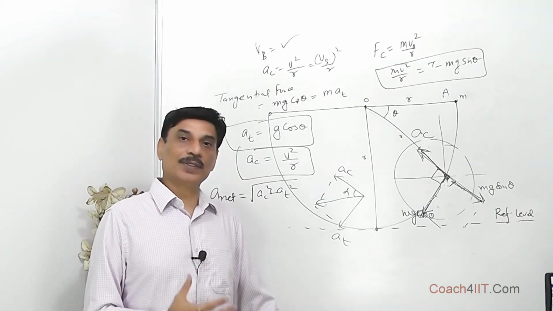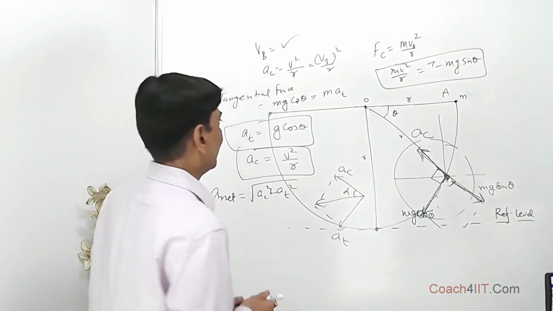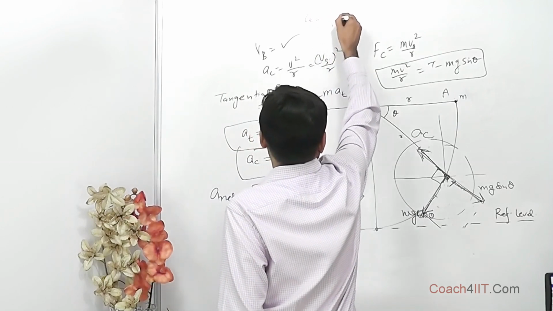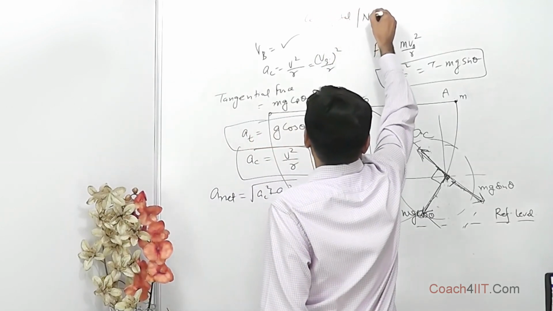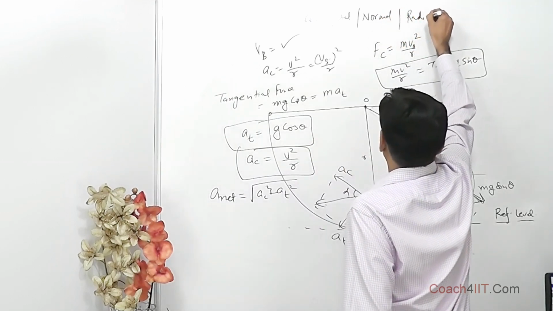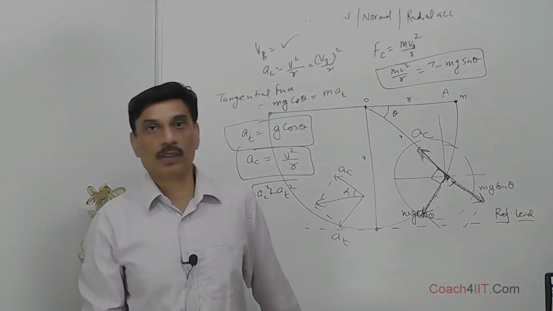Centripetal acceleration is also known as normal acceleration or radial acceleration. Whether you call it centripetal acceleration, normal acceleration, or radial acceleration, all mean one and the same thing, the value being v square upon r.